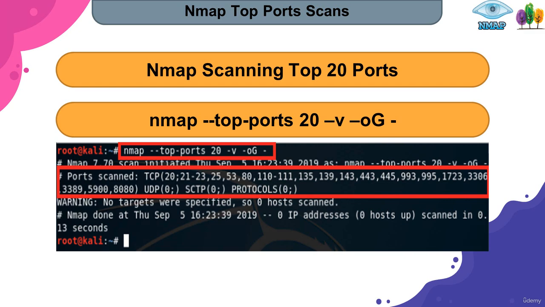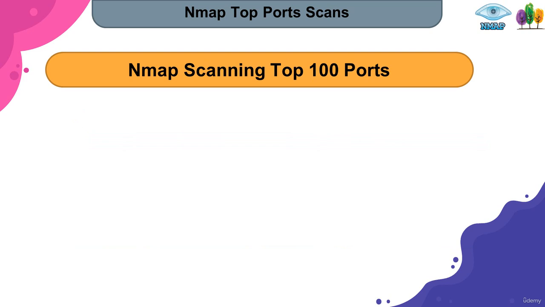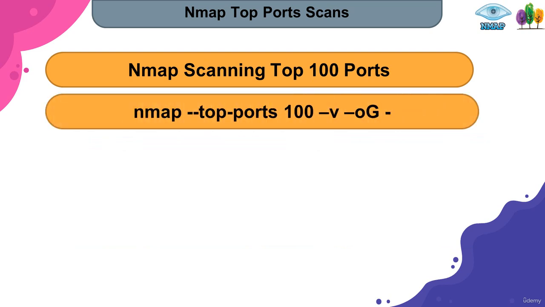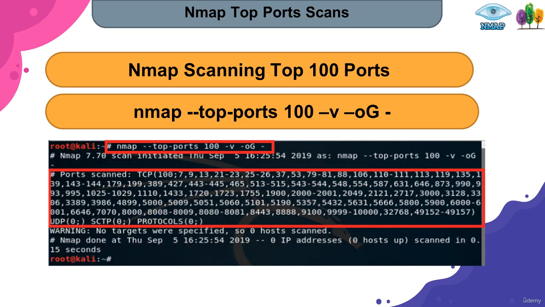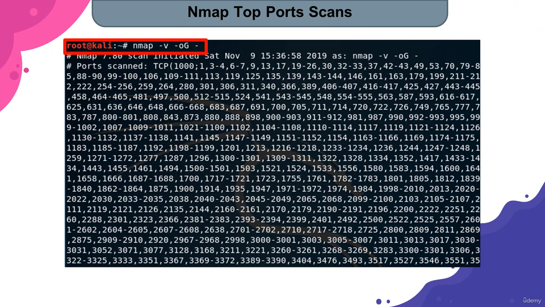The -v parameter means verbose. The -oG parameter specifies that the scan result will be in greppable mode, so we're only going to see the port list displayed, with the last dash parameter. Similarly, if you want to see the top 100 ports, we can write nmap --top-ports 100 -v -oG -. And similarly, if you want to see the top 1,000 ports, we can write nmap -v -oG -.